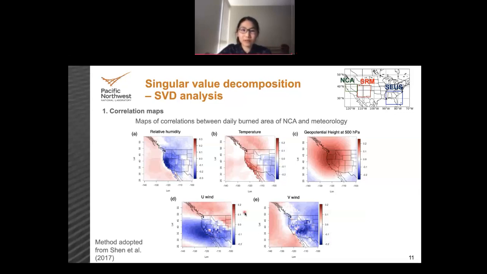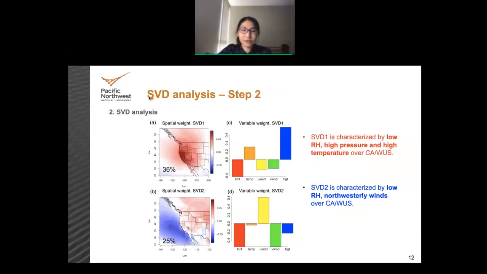After we derive the maps of correlation, we use SVD to extract the first two SVD modes that can represent the correlation data of the meteorology.